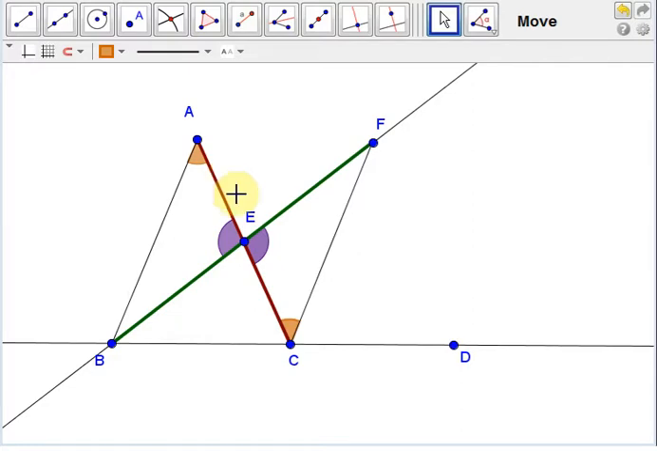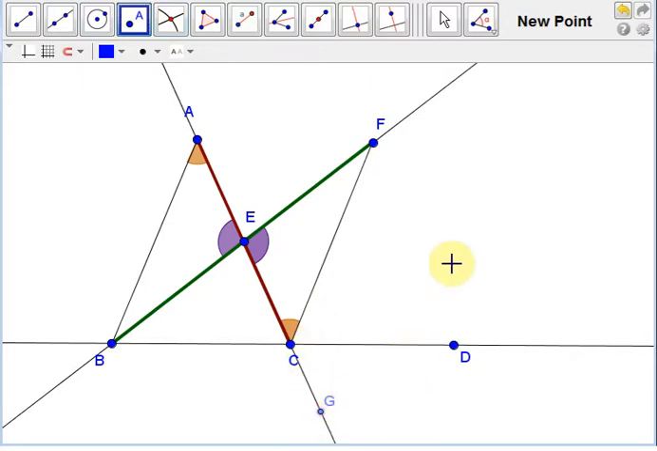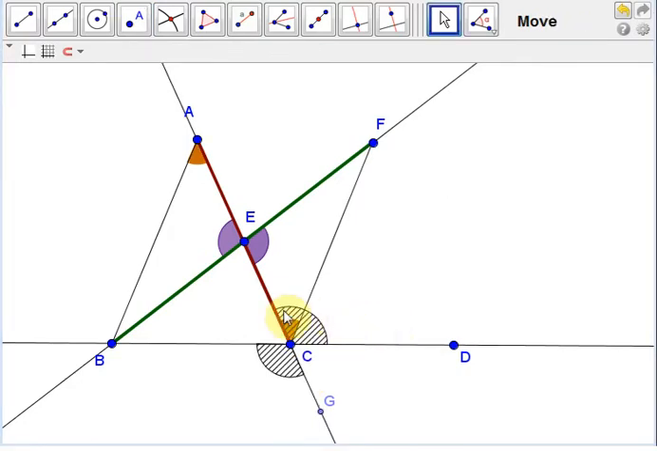Now, to prove that the exterior angle ACD is also greater than angle ABC, the other interior angle of our triangle, we first extend the line from A through C and create a point on this line. We'll call it G. Now the angle ACD and the angle BCG, these two angles are vertical angles and therefore they are equal to each other. To show that ACD is greater than the angle at B, it's equivalent to show that angle BCG is greater than the angle at B.